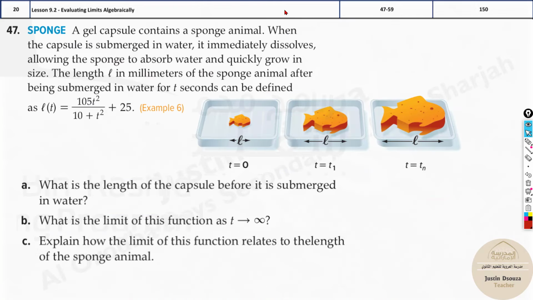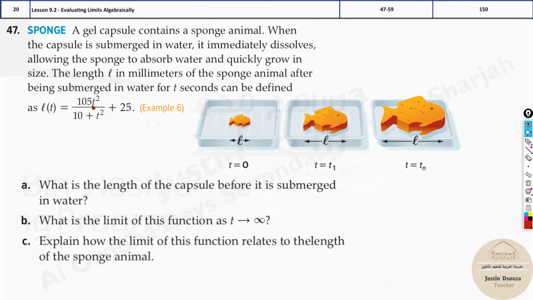So let us look into the EOT problems. Question number 47. It's a real world problem. A gel capsule contains a sponge animal. When the capsule is submerged in water, it immediately dissolves, allowing the sponge to absorb water and quickly grow in size.